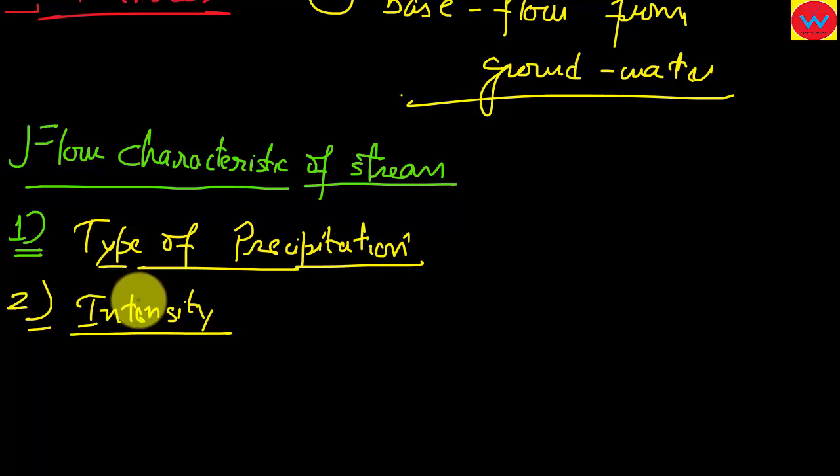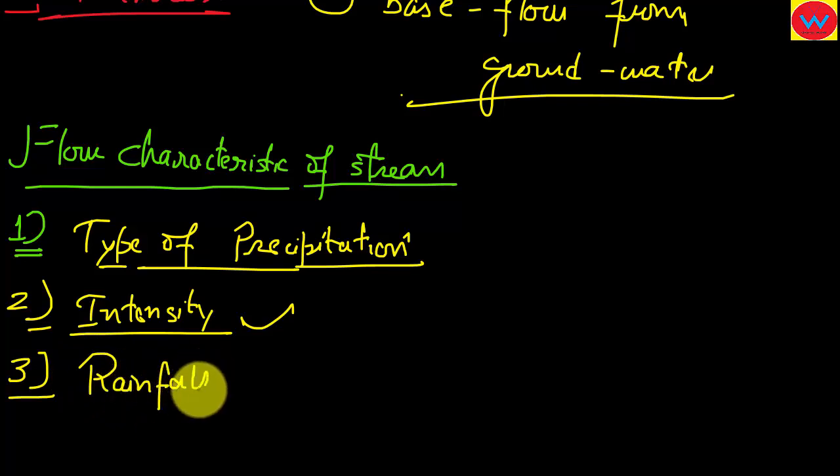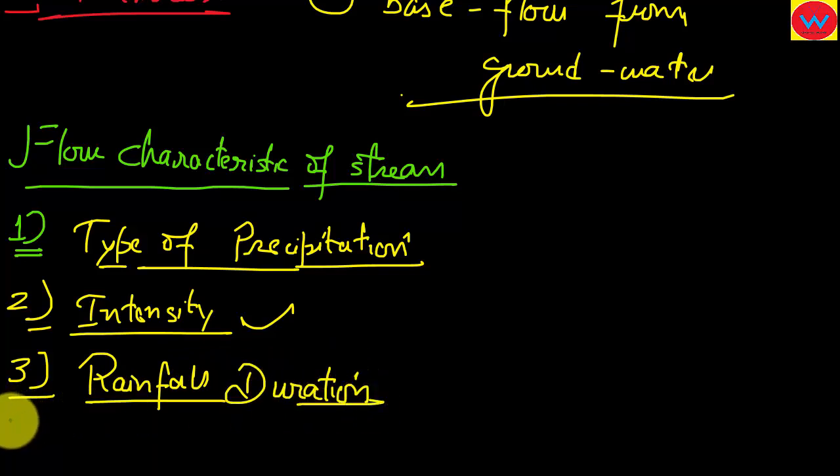If more water falls in a shorter amount of time, that is, intensity is high, then runoff will be relatively higher. The third concept is rainfall duration. That is, if rainfall falls for a longer time, then runoff will be greater. It's quite simple. And the rainfall distribution: runoff is highly affected by distribution of rainfall. Uniform distribution may lead to delayed runoff.